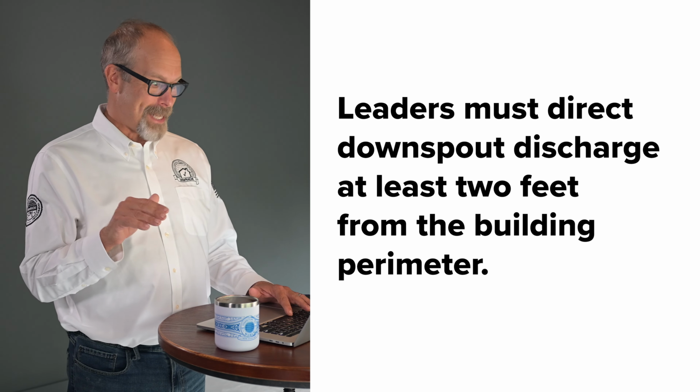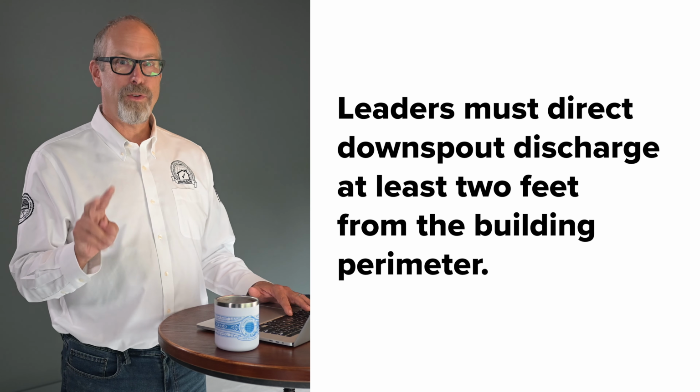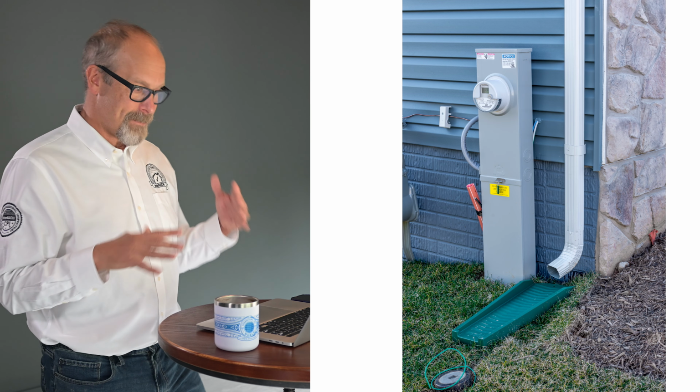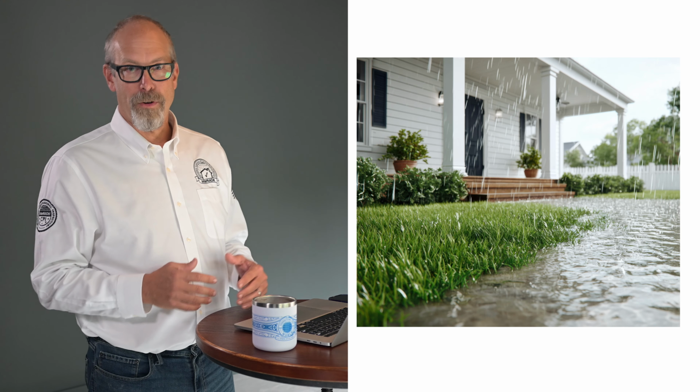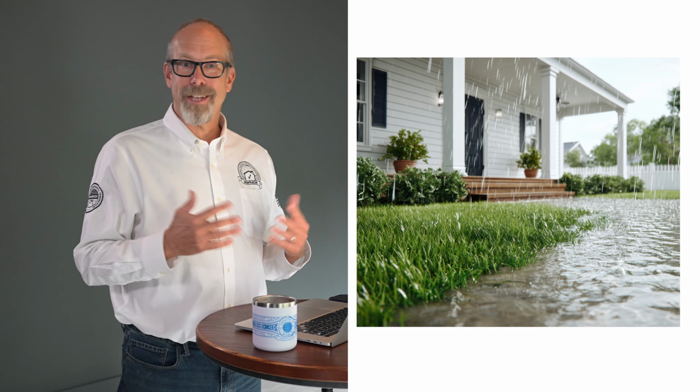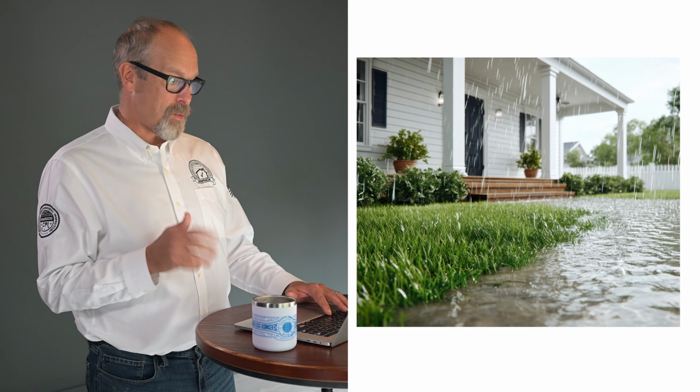Leaders must direct downspout discharge at least 2 feet from the building perimeter using a splash block or underground drainage pipes. In poor soil conditions like expansive clays, increase this distance. Remember that water at grade is just as dangerous as the water on the roof if it's not properly managed.